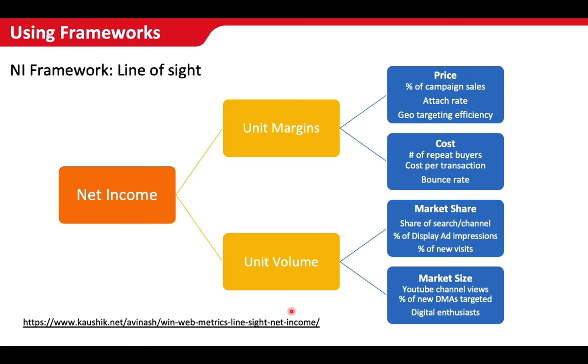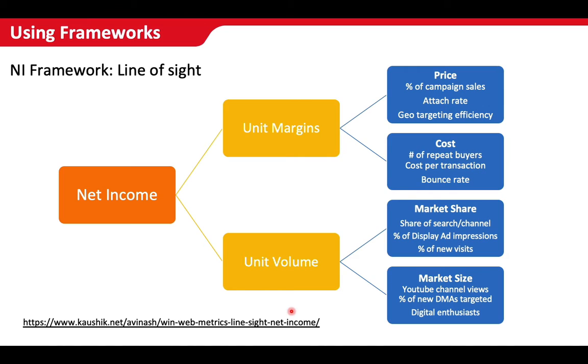So this is the NI framework, or the line of sight. You can see here on the left, net income. That's a strategic objective. You want to increase the net income of the business, or that could be a profitability measure, whatever. Then you can see the two yellow things that we're tracking here are the unit margin and the unit volume. Of course, the margin that you make on the sale and the volume that you do.